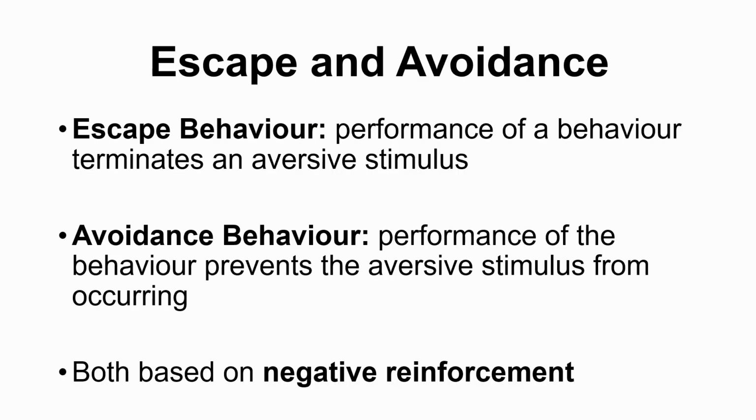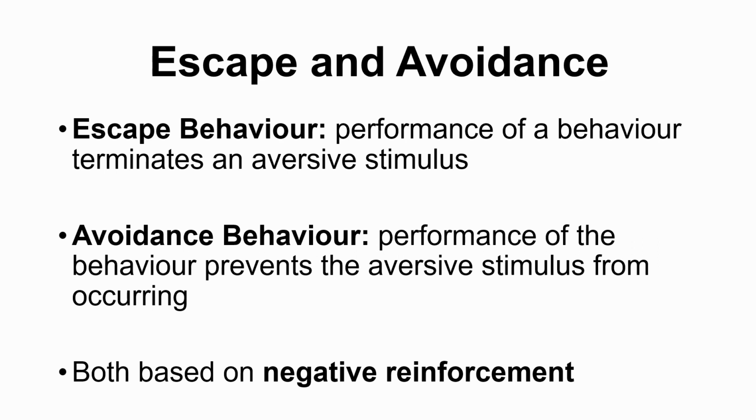And we can actually go even one step further, and we can break our negative reinforcement down into two additional categories, where we can talk about escape and avoidance behavior. So escape behavior is when the performance of a behavior terminates an aversive stimulus. So you take an Advil when you have a headache so that the headache goes away. The bad thing is occurring, and then you do an action to get rid of that aversive or bad stimulus.